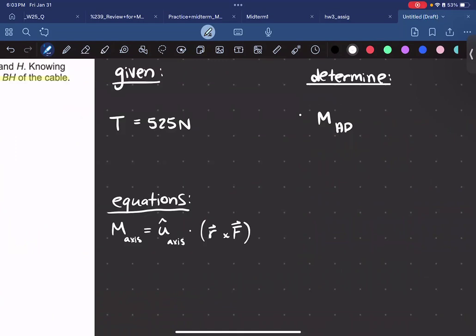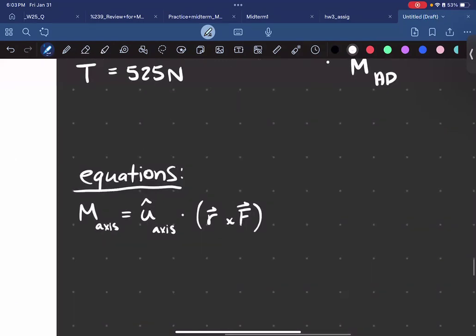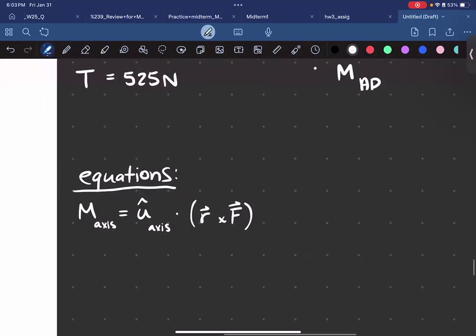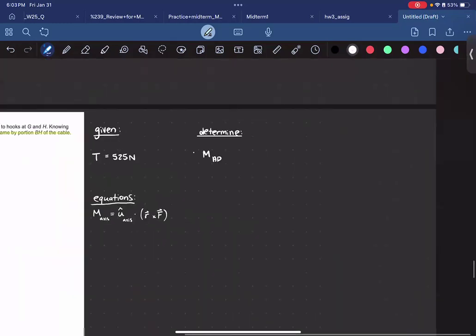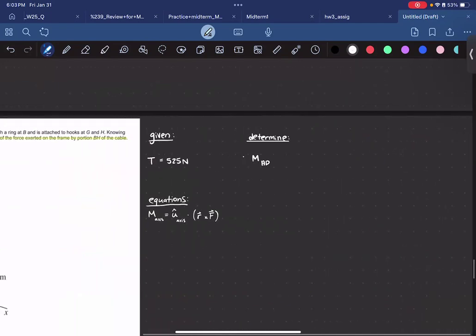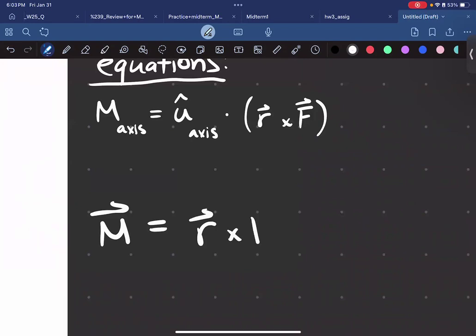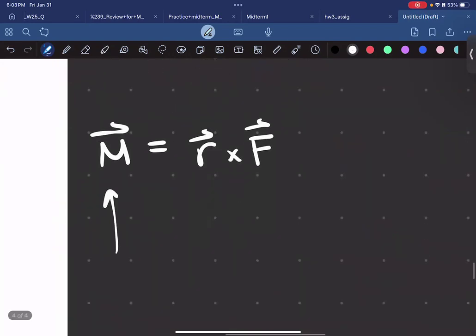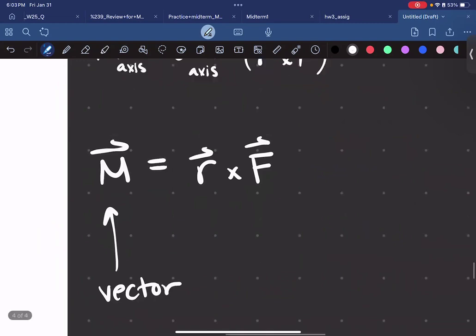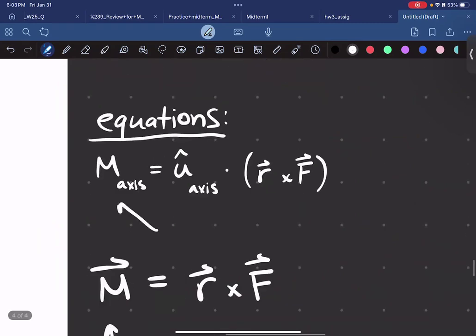And this equation right here that we have, the moment about an axis is equal to the unit vector pointing along that axis dotted with r cross F. Notice the difference from this equation right here. When the moment is equal to r cross F, we're given the moment as a vector. But when you dot it with its unit vector, it comes back to us as a scalar.